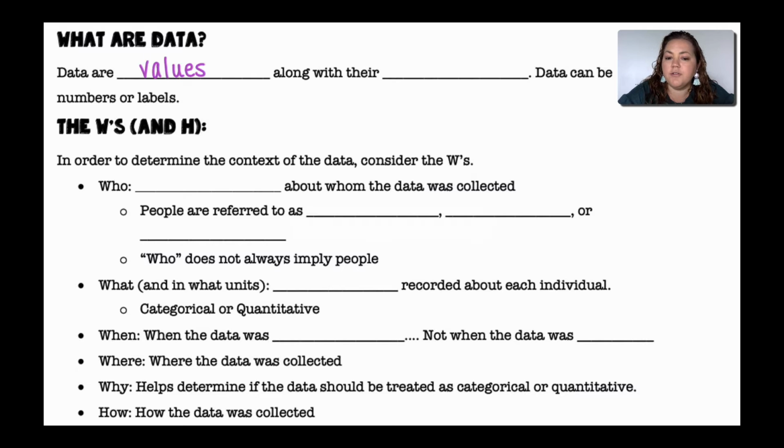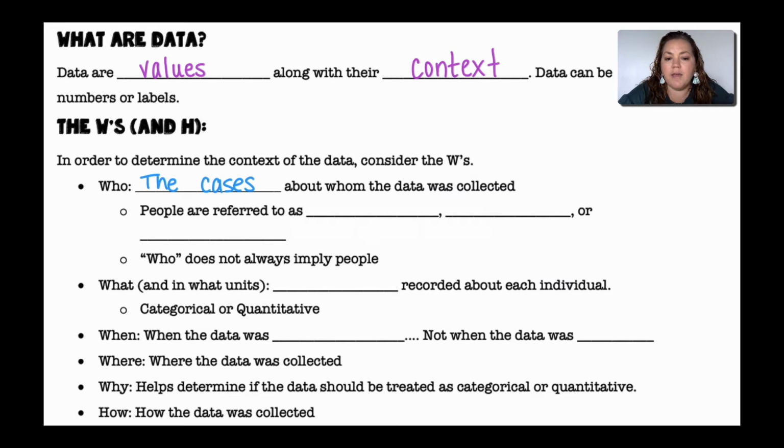Data are values along with their context. Data can be numbers or labels. In order to determine the context of the data, consider the W's and H: who, what, when, where, why, and how.